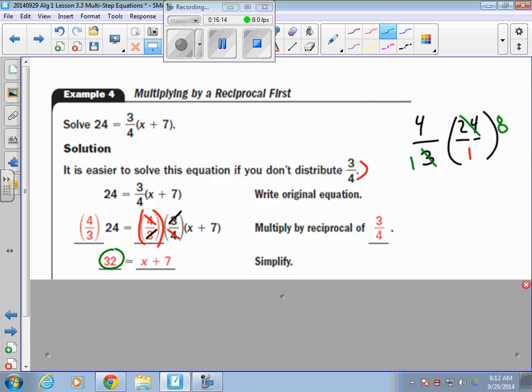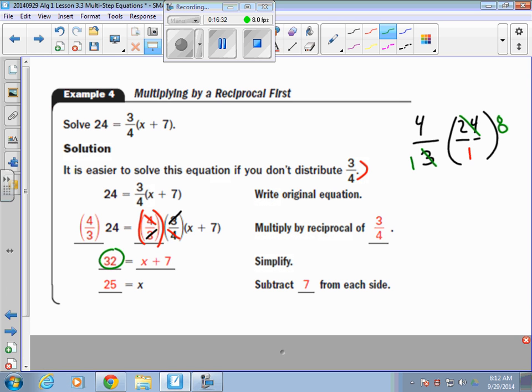So what we did was we eliminated this fraction. Could you have distributed 3/4 times x and 3/4 times 7? Sure you could. But you would be dealing with numbers that are not as familiar, not as friendly as these. So you have x plus 7 is equal to 32. Then you want to undo by subtracting 7, and when you subtract 7 from both sides, you get the number 25.